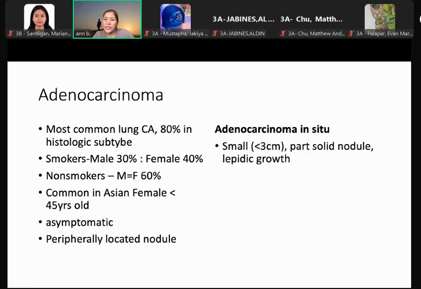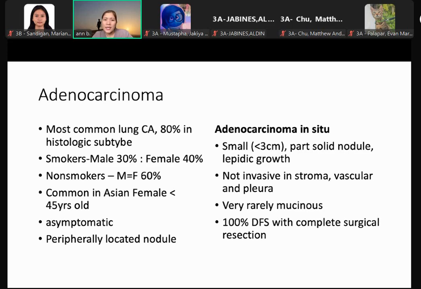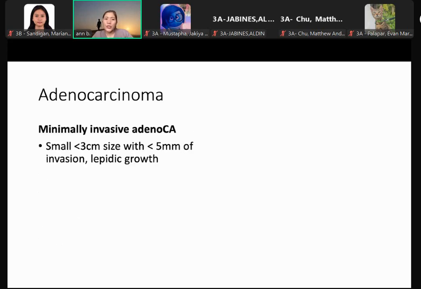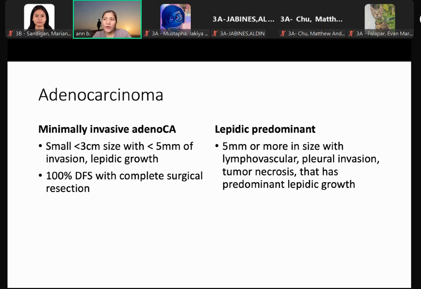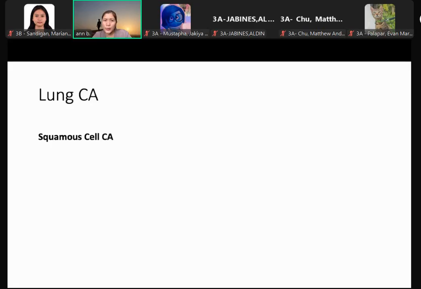So we also have the adenocarcinoma in situ as the table says. When they say in situ, this is just a small lesion with 100% survival rate with complete surgical resection. So other types are just more of a pathologic description for the patient.